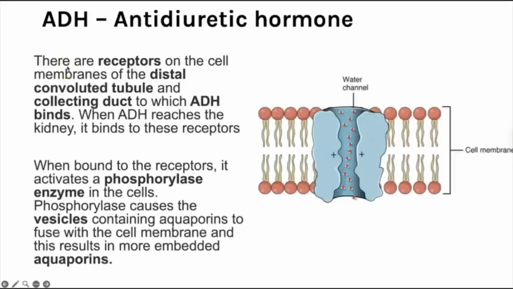So there are receptors on the cell membranes of the distal convoluted tubule and the collecting duct to which ADH binds. When ADH reaches the kidney, it binds to those receptors. And when bound to the receptors, it activates a phosphorylase enzyme in the cells. The phosphorylase causes the vesicles containing aquaporins to move and fuse with the cell membrane, so you get more of these aquaporins, which are protein channels that water can move through.